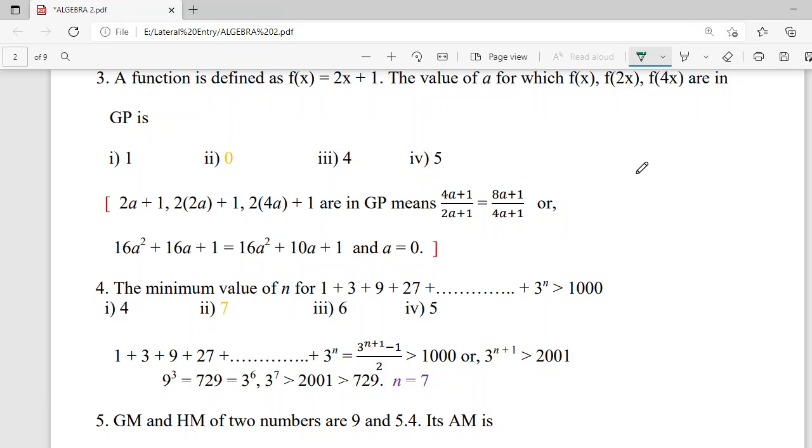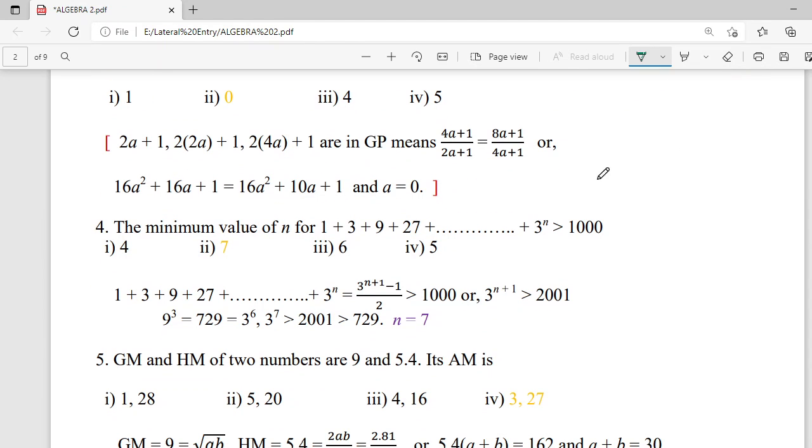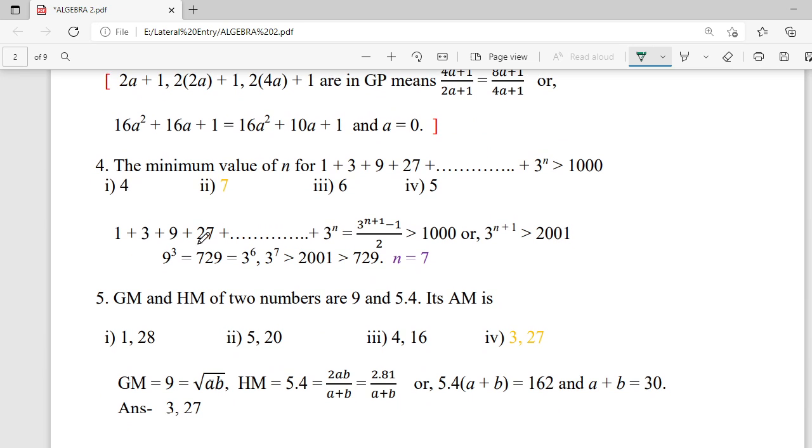For this multiple choice, you can just test it. You can put a equal to 0 here, but you have to find f(x), f(2x), and f(4x) like that. So a is 0 here.